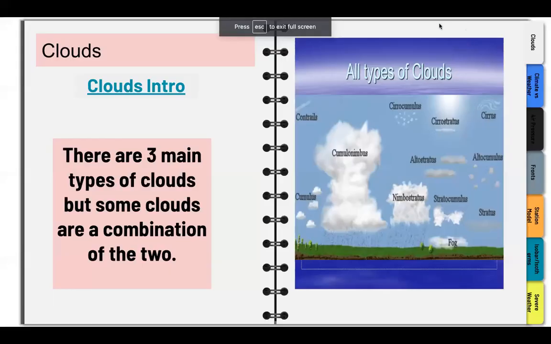All right. So there's a little introduction about the different types of clouds. Again, our goal for today is to talk about what are the three main types of clouds and how can we help remember them and identify them in the sky.